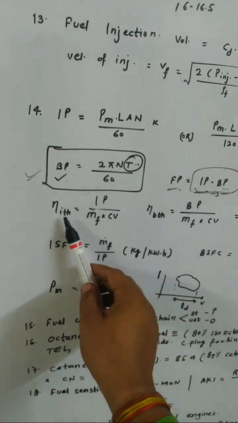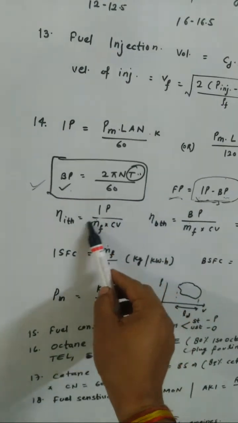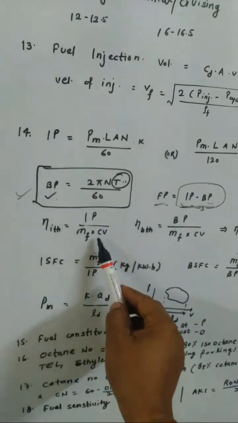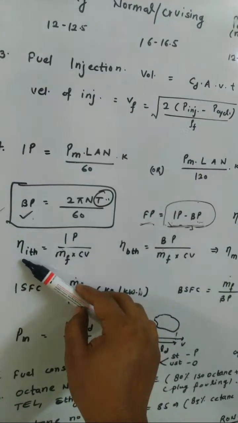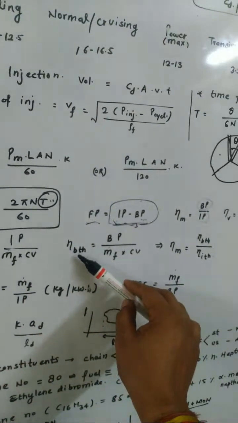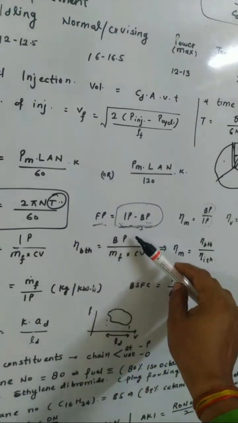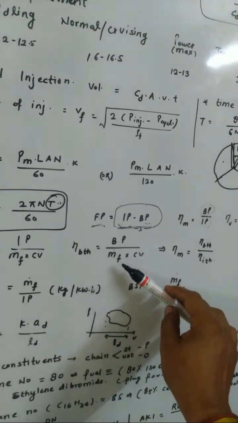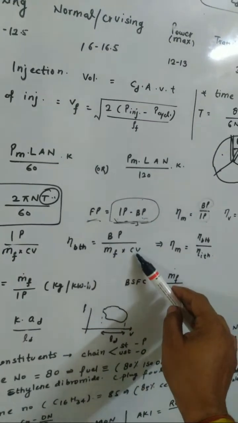Similarly, thermal efficiency: indicated power divided by fuel consumption rate, mass flow rate of the fuel into calorific value of the fuel. In a similar way, this is the indicated thermal efficiency. There is another, brake thermal efficiency. Instead of indicated power, here it will be brake power. So brake power divided by mass fuel consumption rate into calorific value.